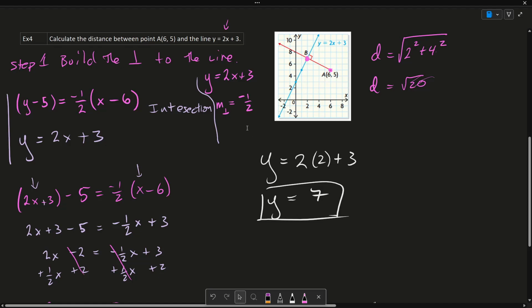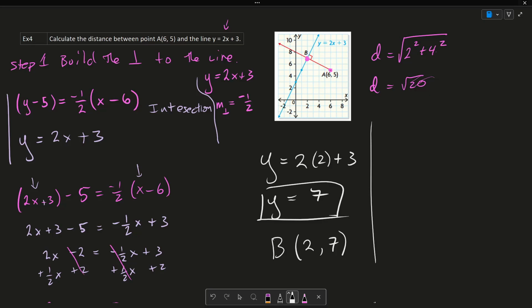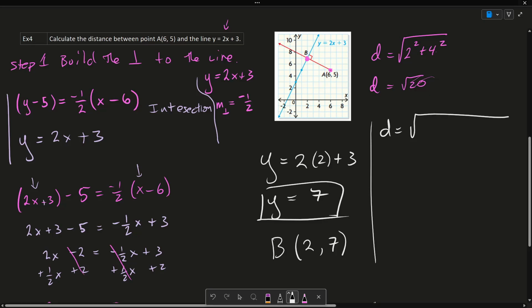Okay? So I've now found that point B has x-coordinate of 2 and y-coordinate of 7. And that's the point on the blue line that is the closest to point A. And now I want to find the distance between these 2 points. Remember, the distance formula is distance is equal to the square root of x2 minus x1 squared plus y2 minus y1 squared as well. I've lost some space. I'll move over.